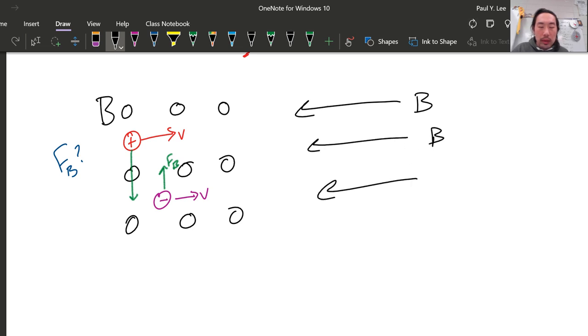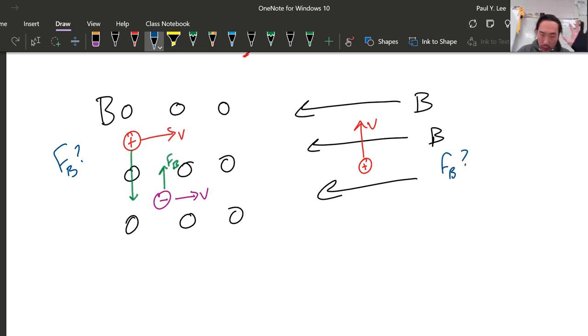Okay, and we'll have the charge going upwards. We'll have the charge going upwards, and it'll be a positive charge. So once again, the direction of the force.